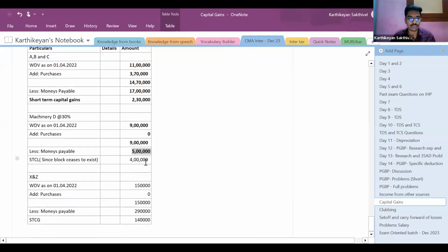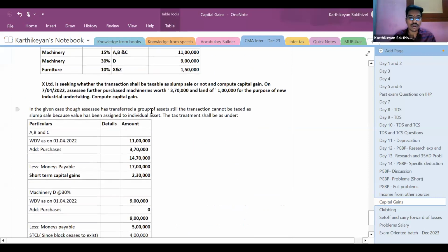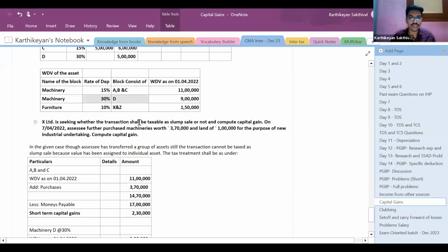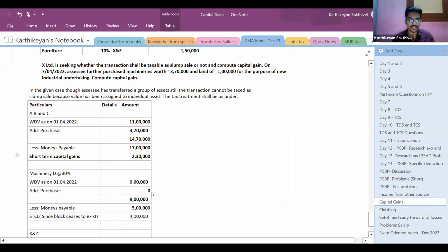So if you put the 5 lakhs here, the block ceases to exist, because the only machinery which is there in that block is machinery D. So after that machinery is gone, the block ceases to exist. So the remaining amount is short-term capital loss. It is not gain, it is actually short-term capital loss.